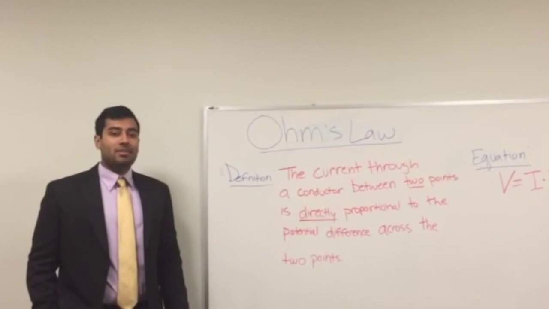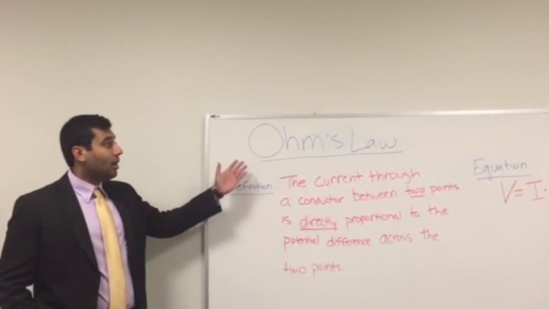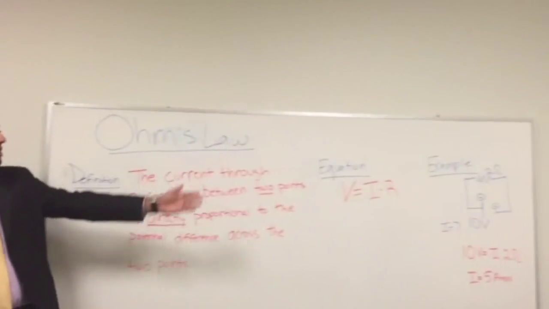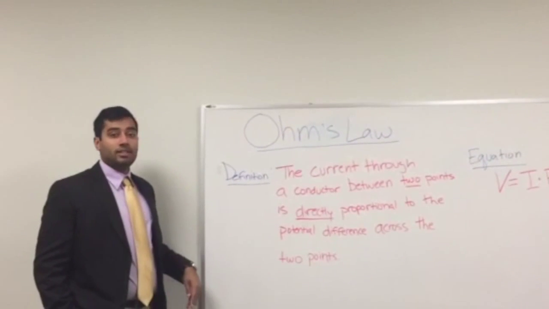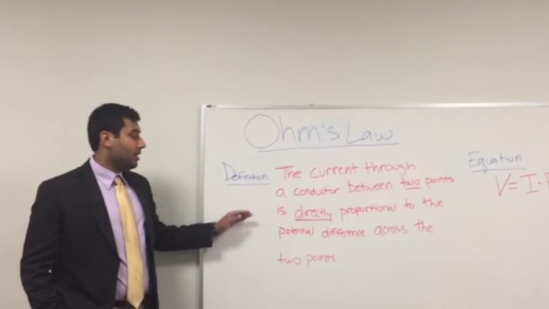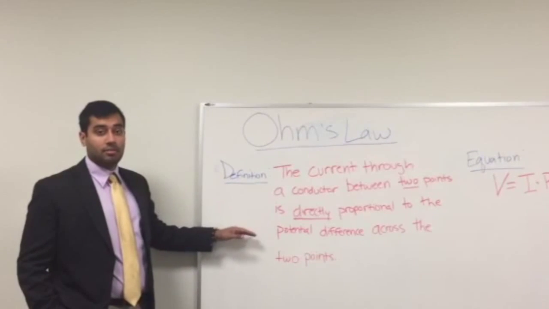Ohm's law can be summarized into three main components. There's the definition, the equation, and further down, an example. So the definition of Ohm's law is the current through a conductor between two points is directly proportional to the potential difference across those same two points.